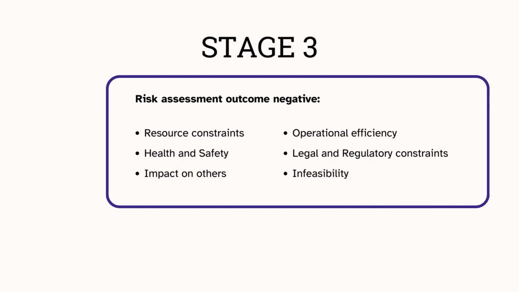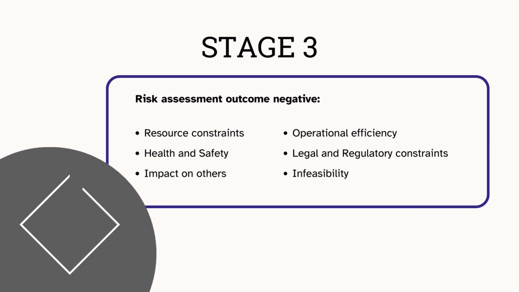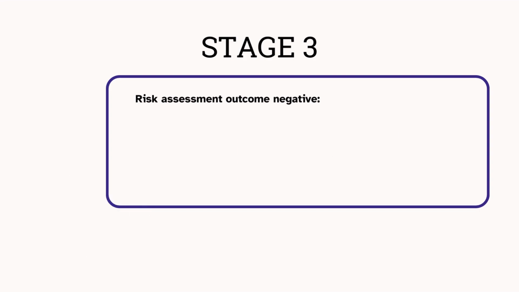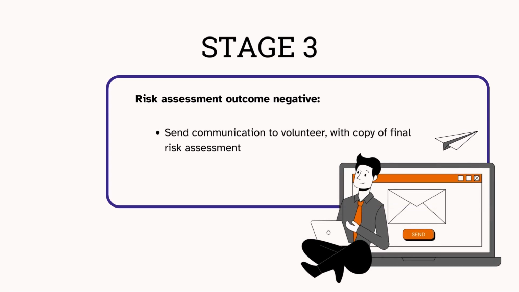It's important to note that each situation is unique, and what might be a barrier to implementing adjustments in one context may not be in another. Assessments should always be made on an individual basis. Regardless of the reason, if the risk assessment outcome is negative, you'll need to send a formal update to the volunteer, clearly explaining your organisation's decision with a copy of the final risk assessment for reference.